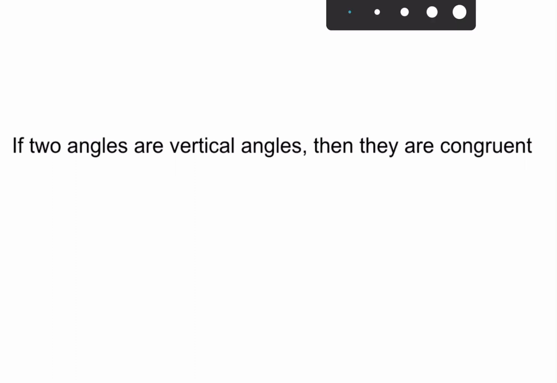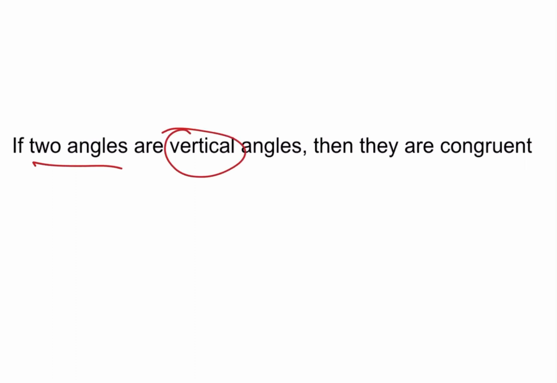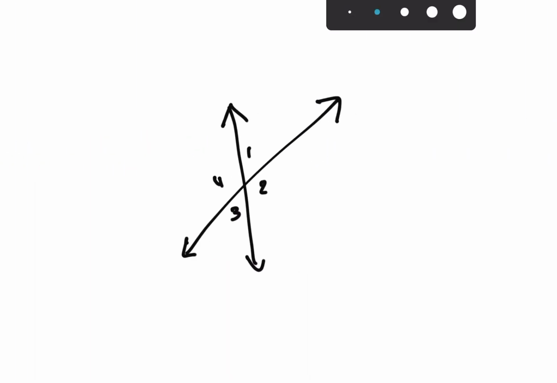So we have two angles, and they need to be vertical angles. So what exactly do they mean when it says vertical? Let's find out. Over here we have a simple cross of lines, intersection of lines, with four angles being made. In this example, there are two possible vertical angles, 1 and 3, or 2 and 4.